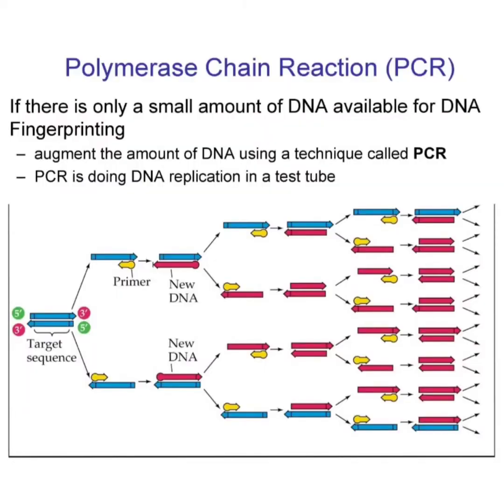Here you can see, if there is a small amount of DNA available for DNA fingerprinting, augment the amount of DNA using a technique called PCR. PCR is doing DNA replication in a test tube, where multiple copies of the DNA can be made, maybe 2, 4, 6, 8, 10, even lakhs and lakhs of copies can be prepared by this polymerase chain reaction.